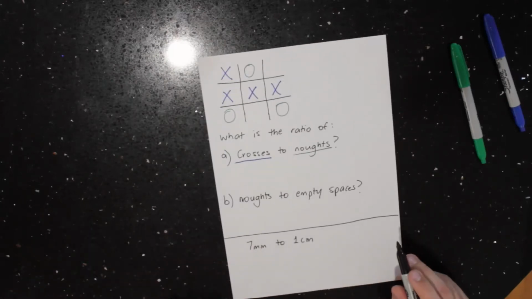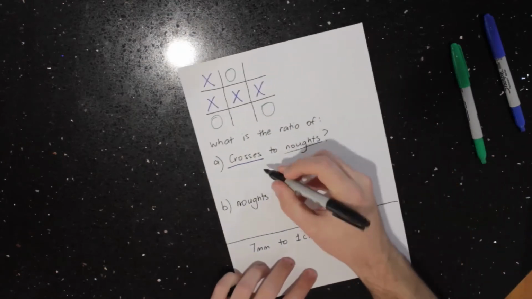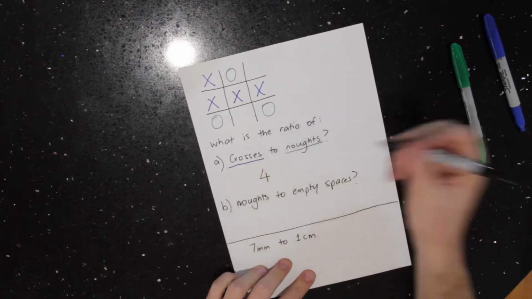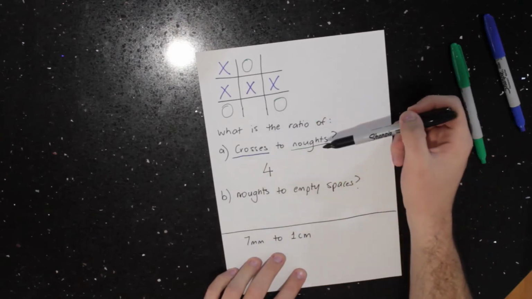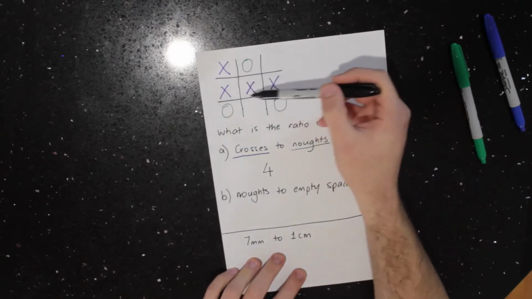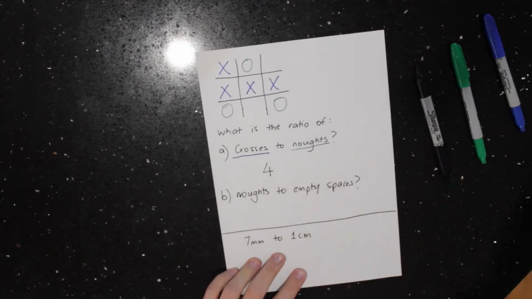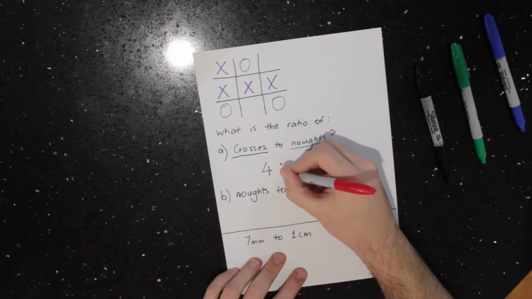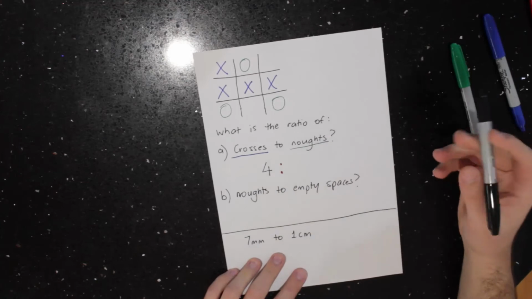How many crosses are there? Let's count. 1, 2, 3, 4. So to start my ratio off, I'm going to write 4. Because, going back to the order, it's asked crosses to noughts. And I have 4 crosses here, so I'm putting that there. So now when we write a ratio, what we do is put our 2 dots in the middle. And that signifies that it's a ratio.